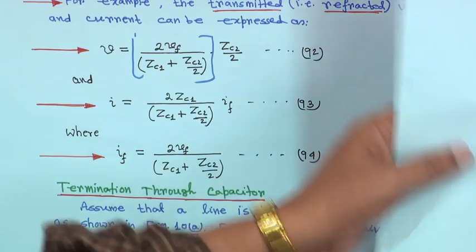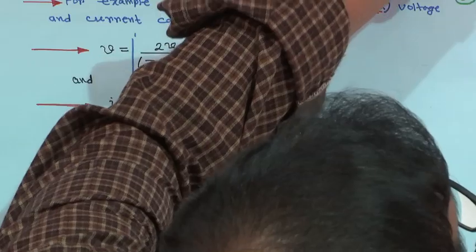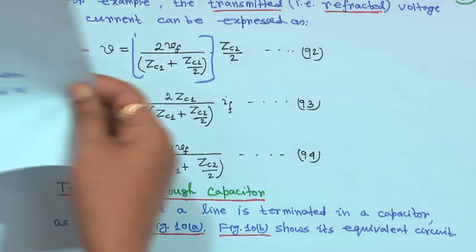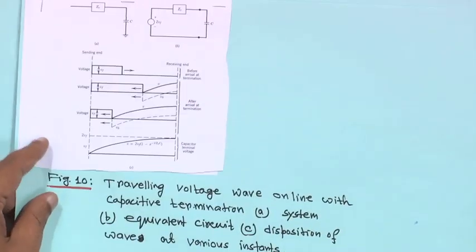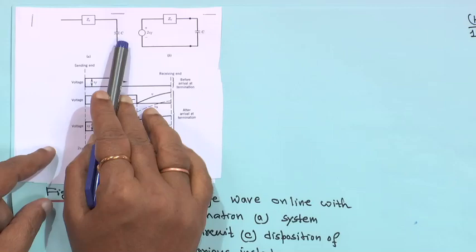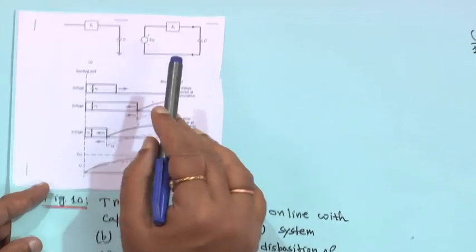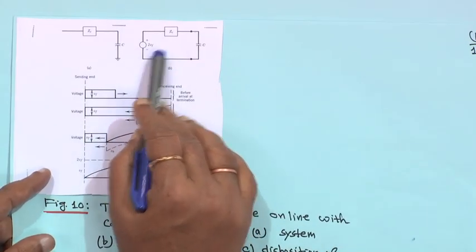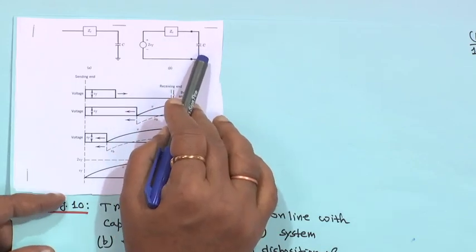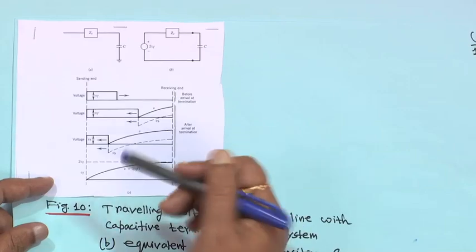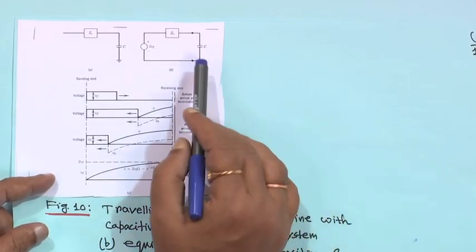Next one is termination through a capacitor, right. Assume that you have a line, and this line is terminated at a capacitor C. Same as before, the voltage will be 2Vb, this is Zc, the characteristic impedance of the line, and this is your capacitor C, right.